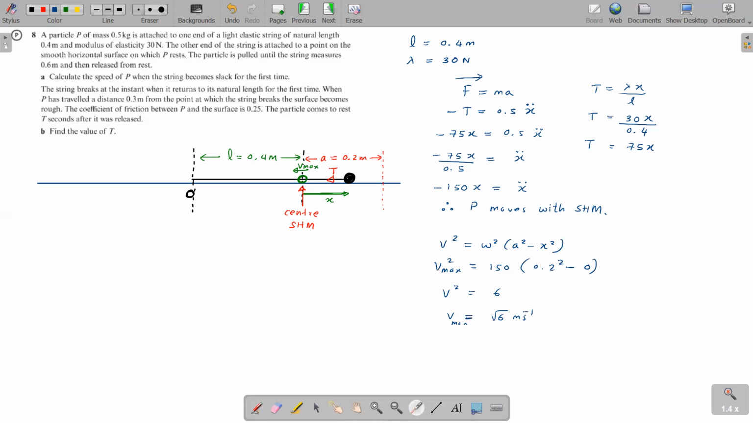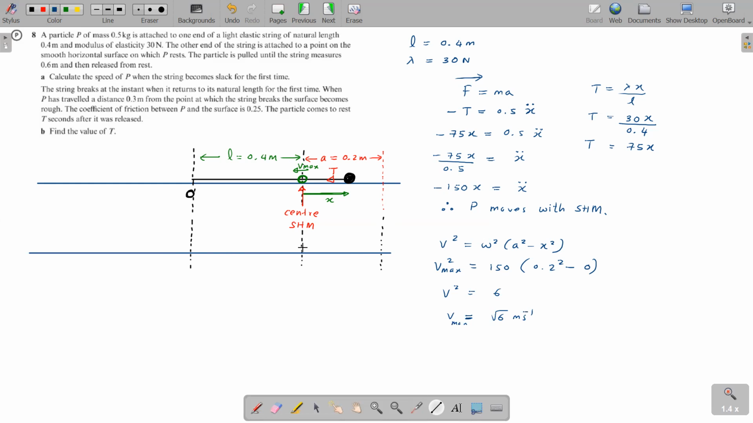And then we'll move to part B. The string breaks at the instant when it returns to its natural length for the first time. So when you come over here to the natural length, they say the string will break. If I draw the diagram here, basically, the particle reaches the natural length. This was the amplitude, right?